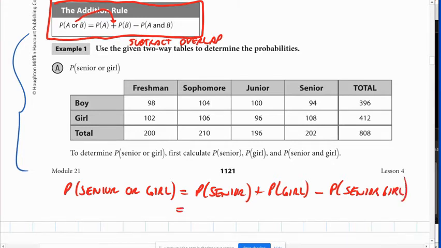The probability of a senior, there are 202 out of 808. Girls, there are 412 out of 808. And then we just have to subtract the overlap. There are 108 senior girls.